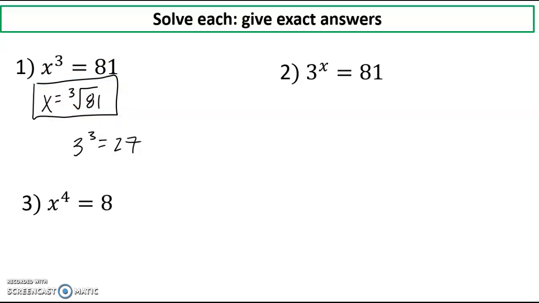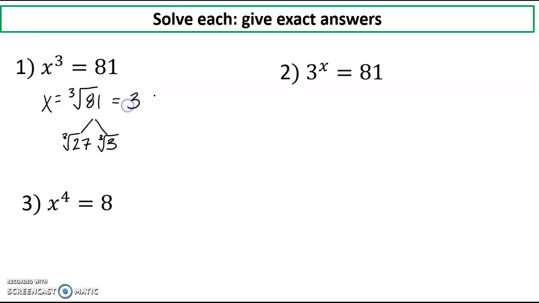Now, we could, now that I say that, we can break this up as 27 times 3. Okay, so 27 times 3 would give us 81. And now when I look to take the cube root of each of those factors, my exact answer would be 3 times the cube root of 3.